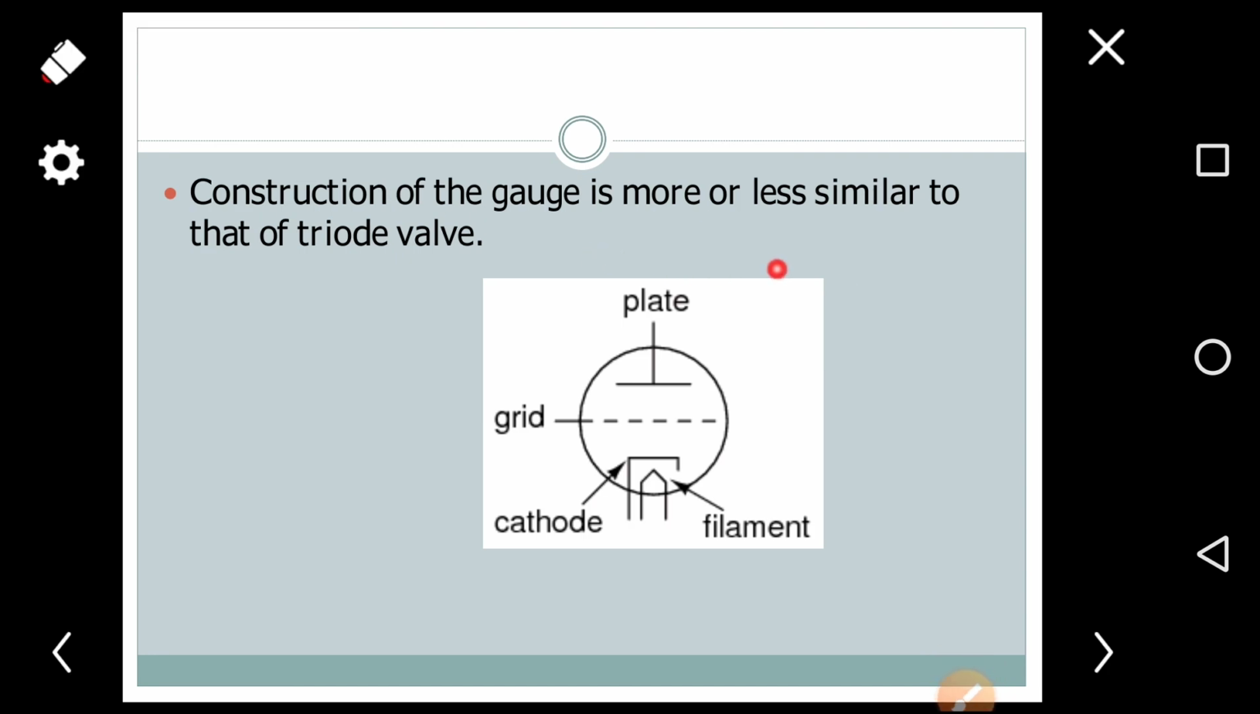The construction of the gauge is more or less similar to that of a triode valve. I hope you have heard about the diode. A diode has two electrodes: one is an anode, and the other is a cathode. In a triode valve, we have a cathode, a plate as the anode, and one more electrode, a grid. So the construction is similar to a triode valve.